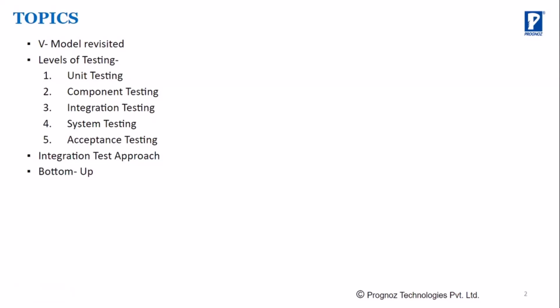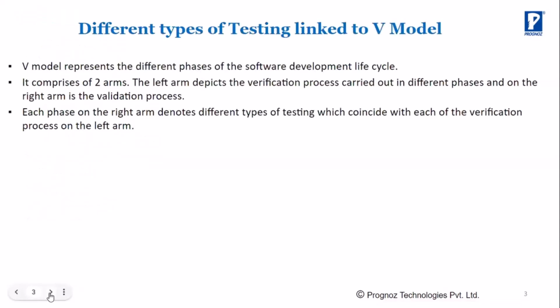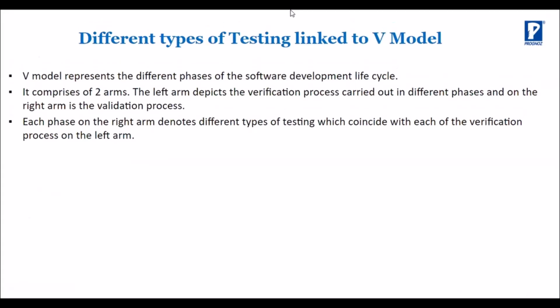So there are top down, bottom up, then critical part first, and then big bang. So these are the different test approaches for integration testing. We are going to cover these things in levels of testing. This is the fourth module we are going to cover, and we will start with this V model. We will quickly revisit it because it is a very important point for others as well.